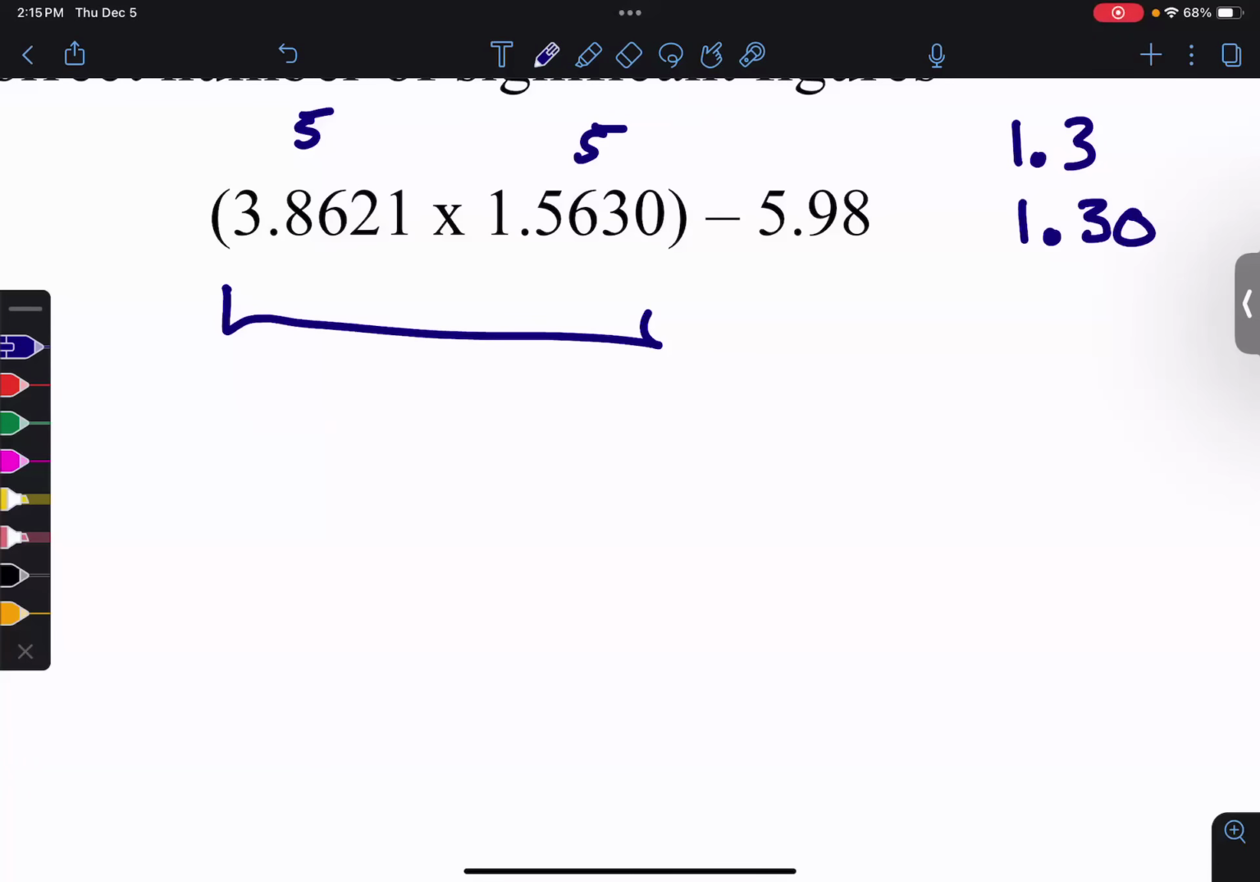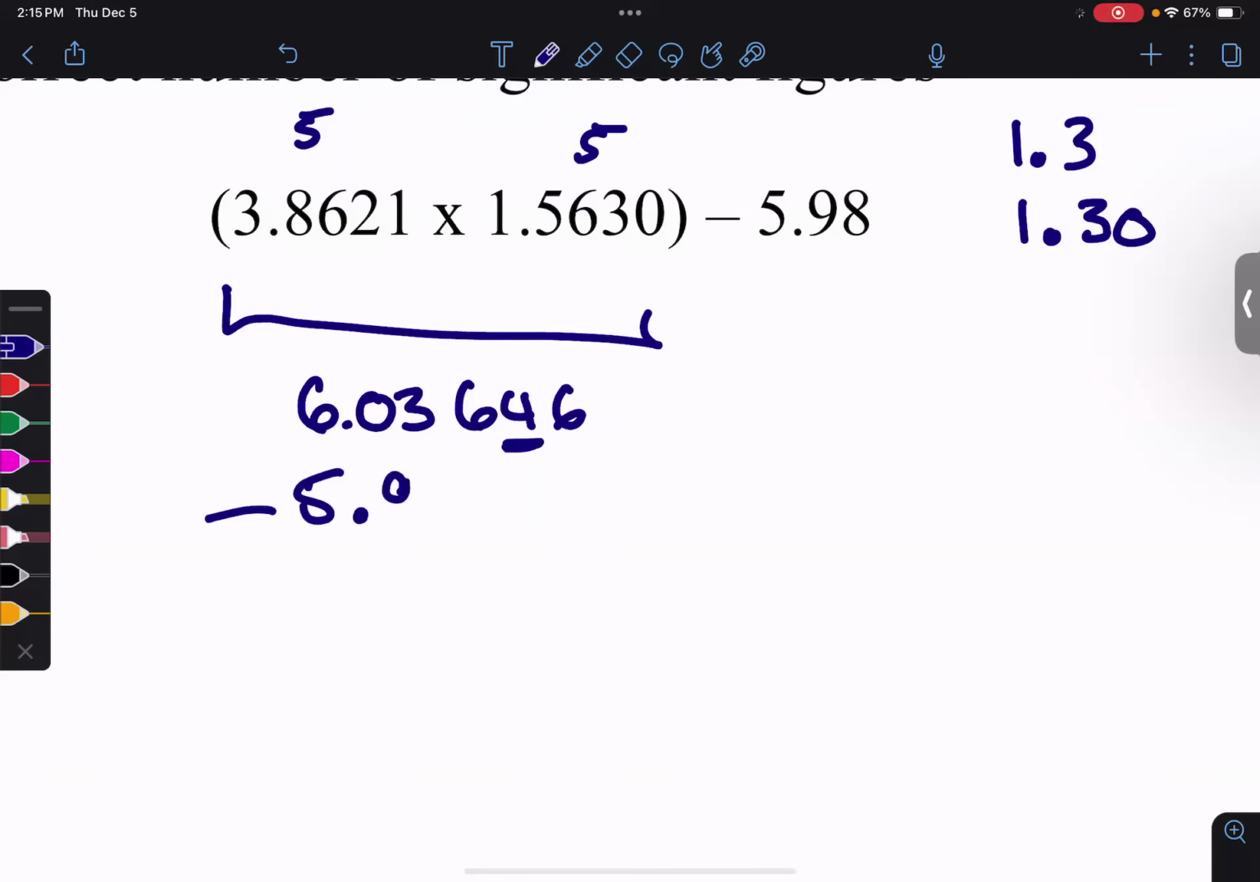That means our answer to just that first multiplication is going to have how many? 5, yeah. So when you do that, it is 6.03646, but I'm just going to underline the last sig fig. If I was done, I would round to the 4th decimal place, but I'm not done. I still have to do the subtraction, so minus 5.98.